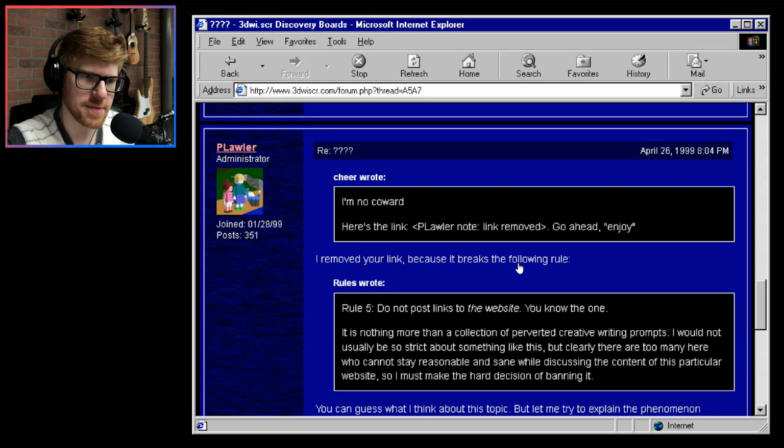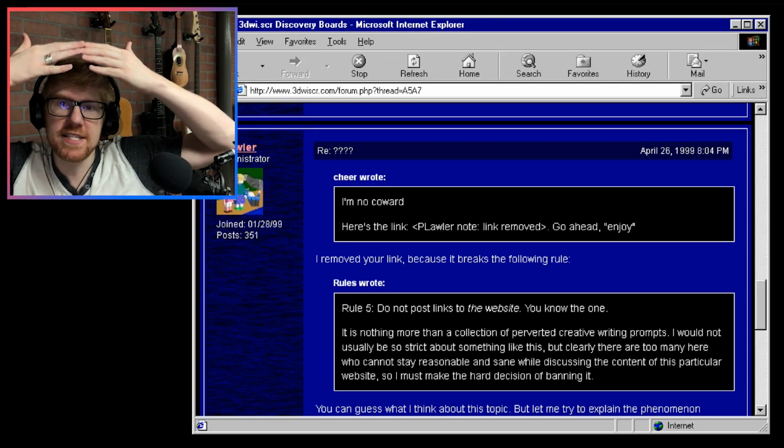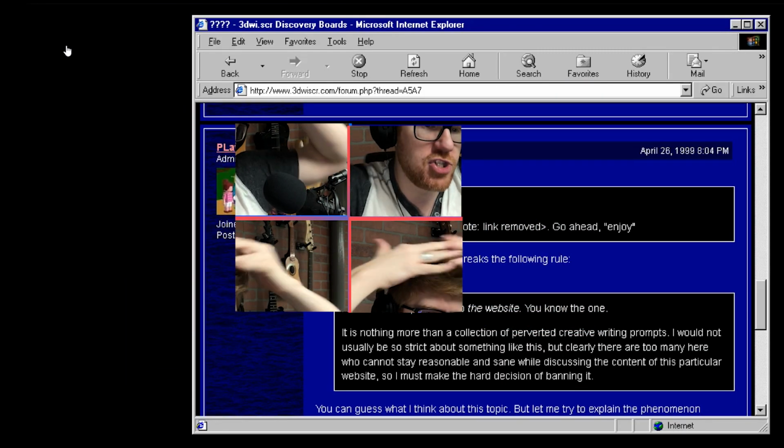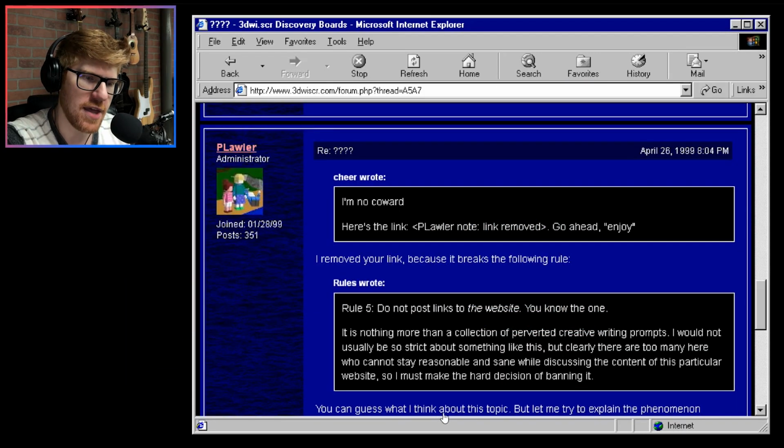I removed your link because it breaks the following rule. Rule 5, do not post links to the website. You know the one. Oh, hate that. It is nothing more than a collection of perverted creative writing prompts. I would not usually be so strict about something like this, but clearly there are too many here who cannot stay responsible and sane while discussing the content of this particular website, so I must make the hard decision of banning it. Banned kid. We know someone was banned before. I'm putting the pieces together, you guys. I'm putting the pieces together. I'm a genius.